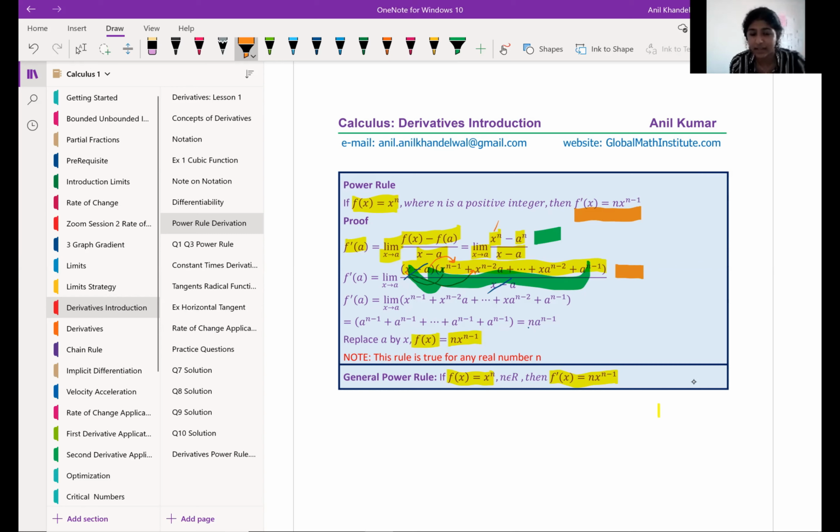And like you said, we expanded it and cancelled the common terms. And finally, you get to the result of f'(x) equals nx to the power of n minus 1. You're right. Here n belongs to all real numbers. N belongs to all real numbers.